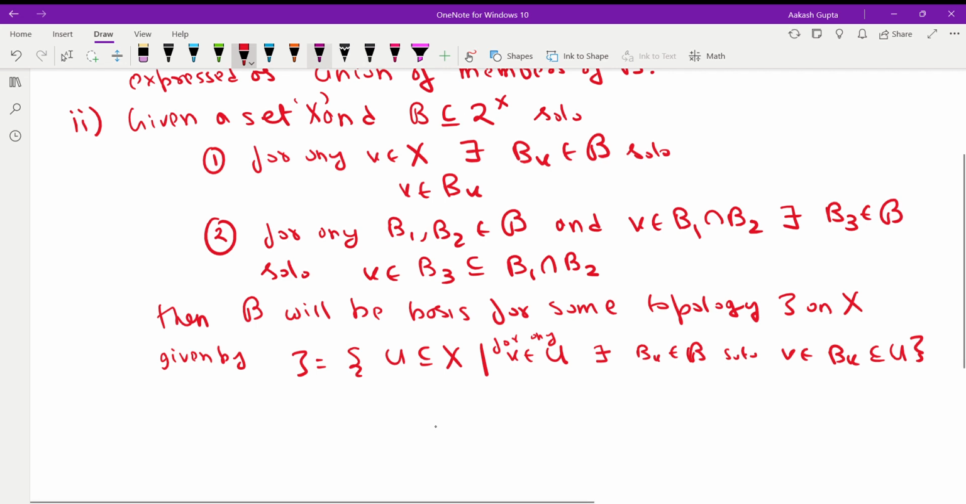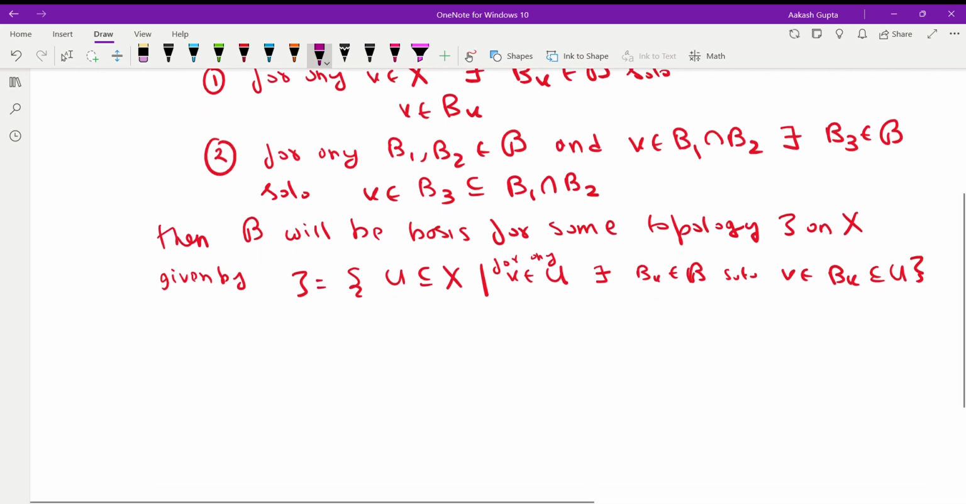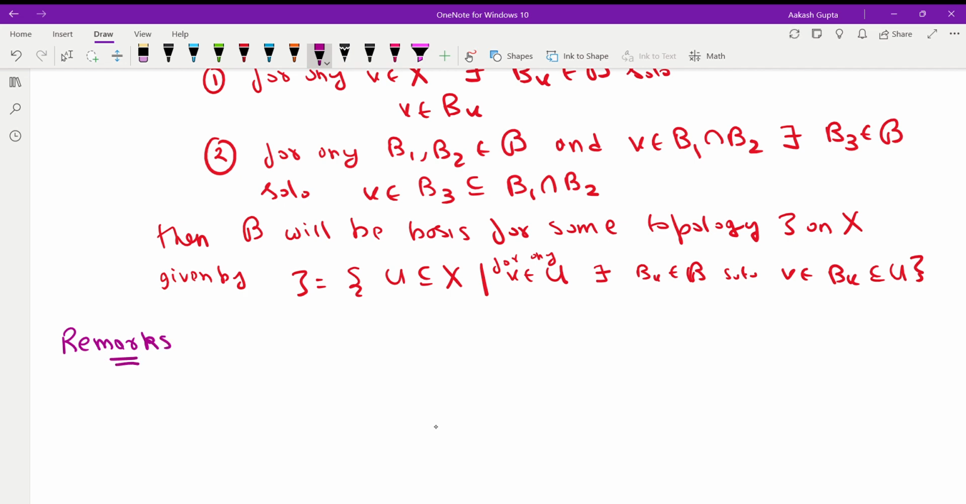Let me have a few remarks. Of course, we have seen one or two examples. Don't worry, we will look into more examples, but first I will develop some theory, then I will move on to those examples.